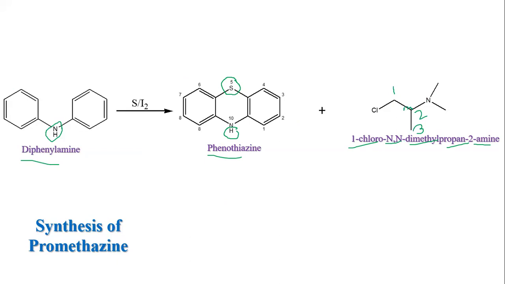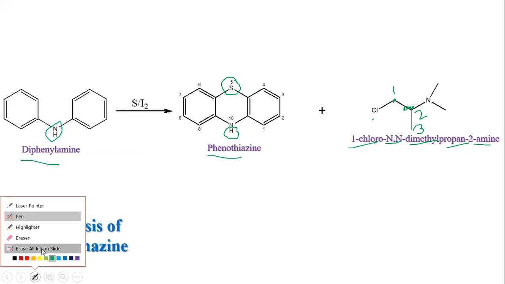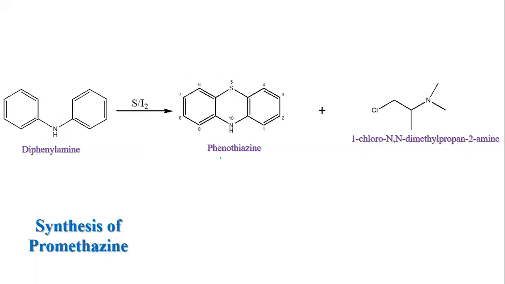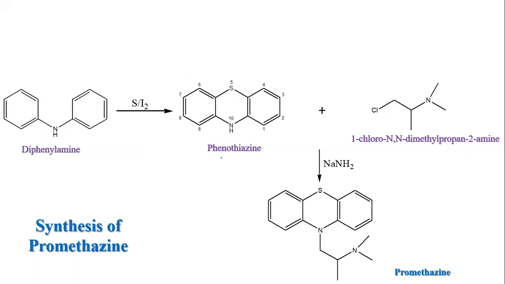At the second position, the N,N-dimethyl group is present, and at the first carbon, chlorine is present. So that's why it is 1-chloro-N,N-dimethylpropan-2-amine. This is the alkyl halide which can be treated with phenothiazine, the basic skeleton. Now this reaction takes place in the presence of a base, that is sodamide.